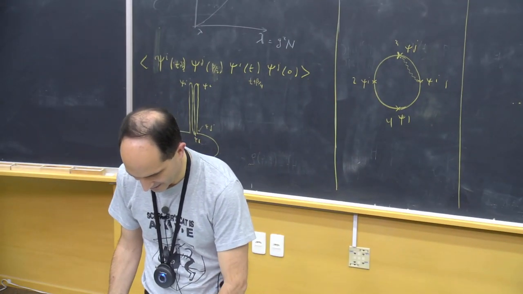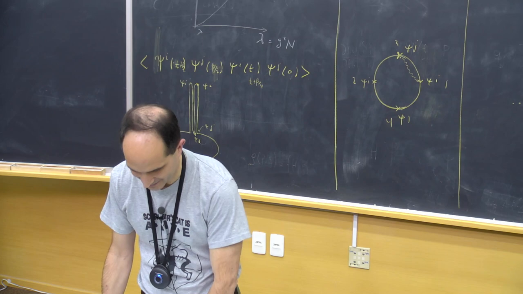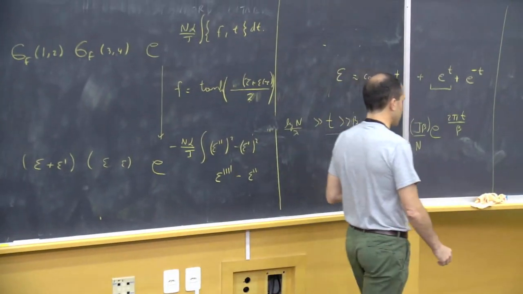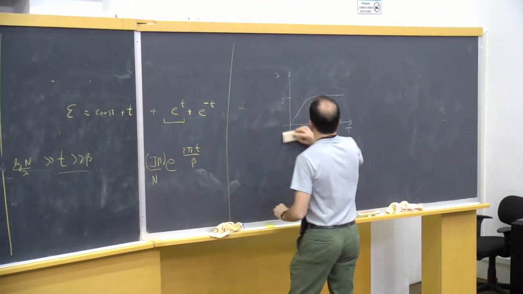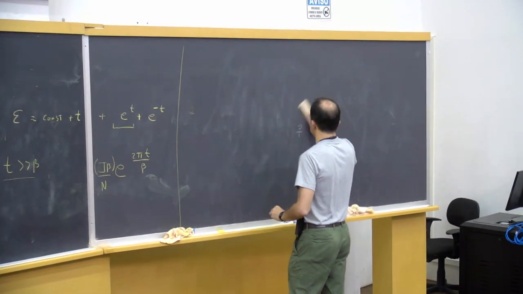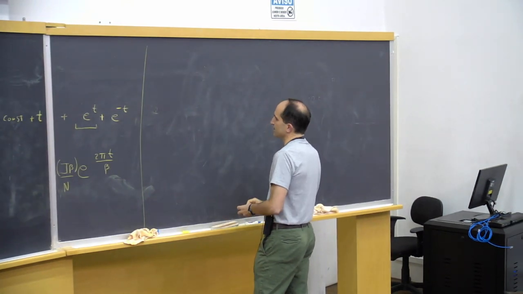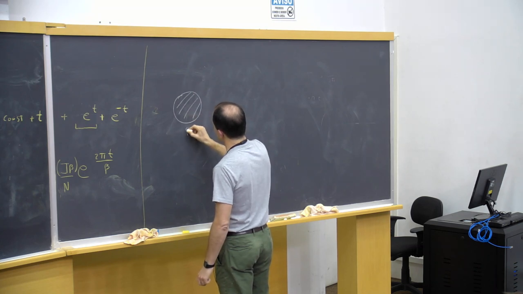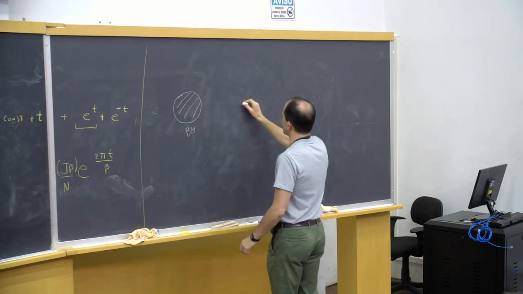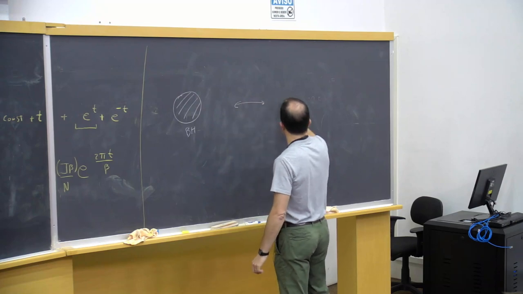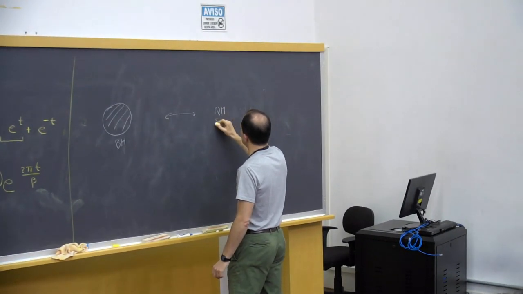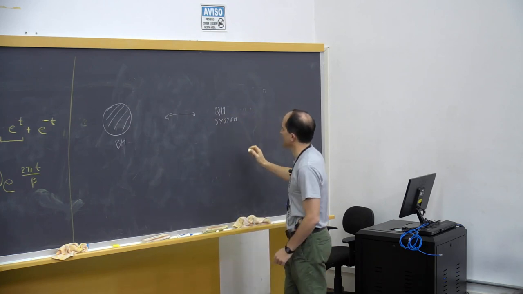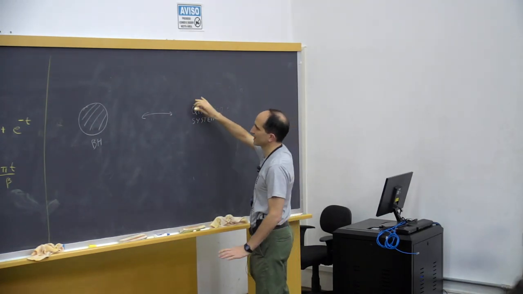Okay, so I think I'm going to give you a little outline of the computation of this chaos exponent in gravity. So how do you do it when you have a black hole? Imagine you have a black hole. We think that the black hole should be related to a quantum mechanical system, right? So this is a black hole with finite entropy. So there is some quantum mechanical system.